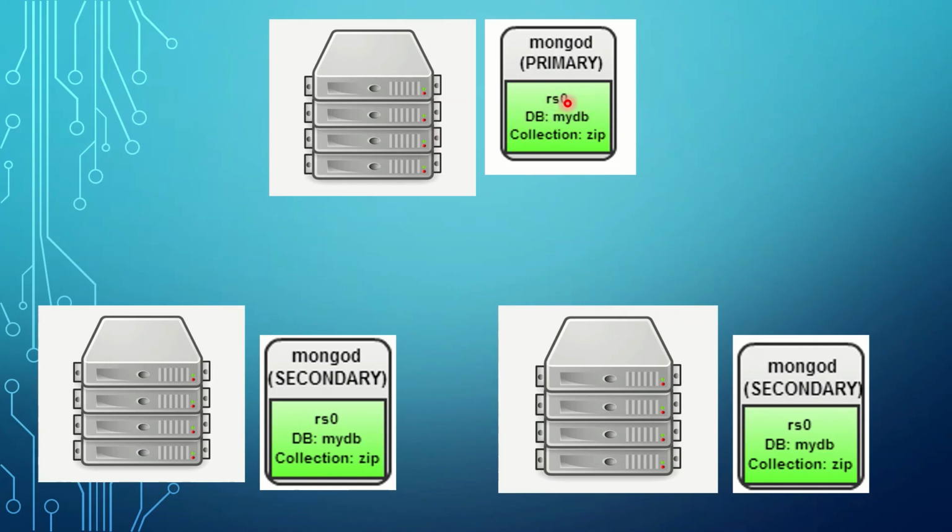The name given to the replica set here is RS0. So you can name your replica set and the same name would be given to all the nodes. Also, since the nodes are running on different servers, all the nodes can have the same port number. So this was just an introduction of how replication works in Mongo database.